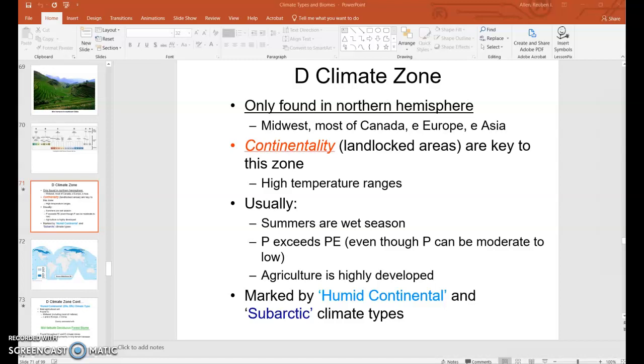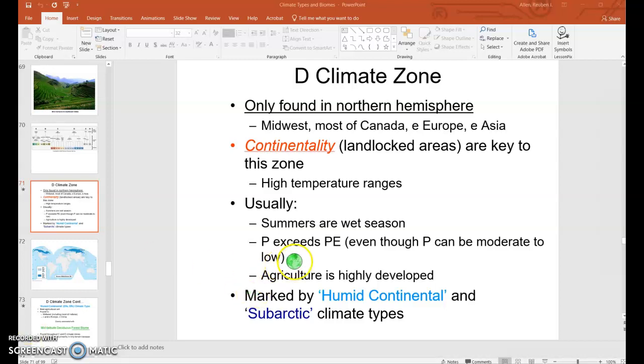And it's even more pronounced as we move upward within the northern hemisphere. In Canada and in Russia, the difference between the warmest month and the coolest month can often be 70 degrees, 80 degrees, or more. Now, this particular climate zone, the D climate zone, and all of its different climate types are only found in the northern hemisphere. And the reason for that is because there is a lot more land in the northern hemisphere than within the southern hemisphere. And so with much more land, you have that greater sense of continentality.